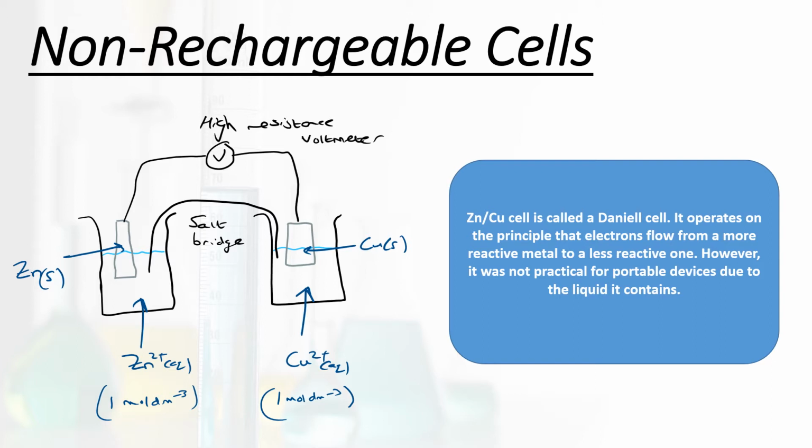Now, while this cell works perfectly fine, it generates electricity, it wasn't practical for portable devices because of the liquid that it contains. Because we now have solutions of zinc ions, solutions of copper ions, it just wasn't practical because it contained these solutions. Think about your mobile phone, think about your laptop, various portable devices. It wouldn't be particularly practical to have lots of solutions and lots of liquids in them.